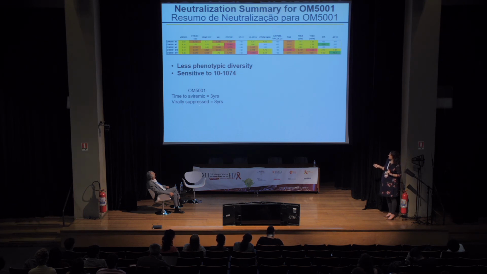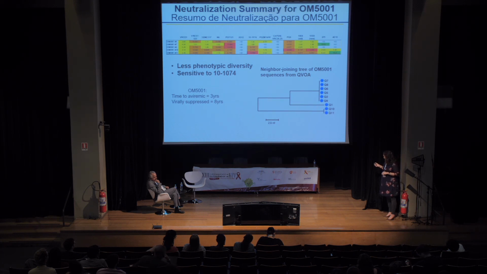We looked at 5 positive QVOA wells here, and you can see the patterns of neutralization of all the antibodies are pretty similar. And also I'd like to point out that all the viruses are pretty sensitive to 1074, with few differences. So we started by sequencing just bulk the envelopes from these different wells, and what we can see is that there's not a lot of phenotypic diversity, there's also not a lot of genetic diversity.